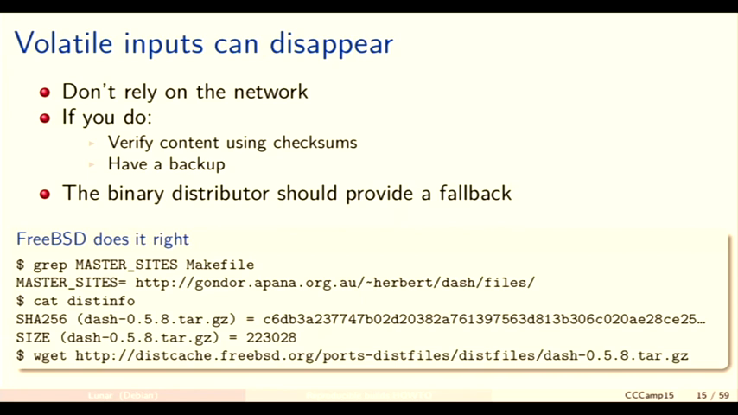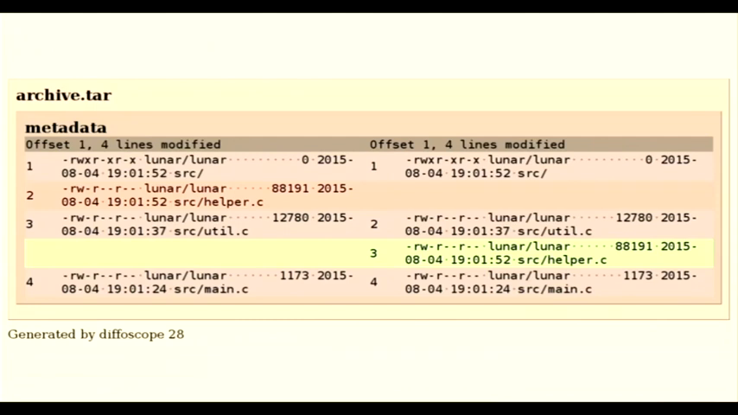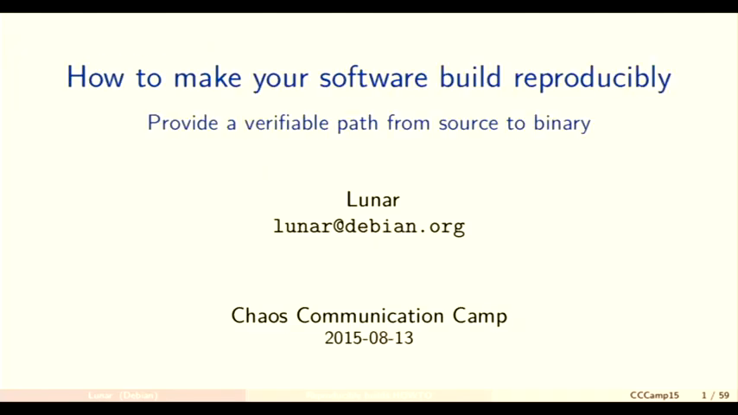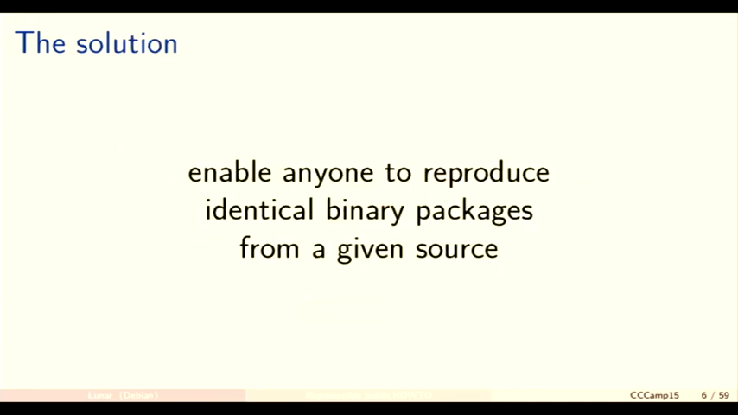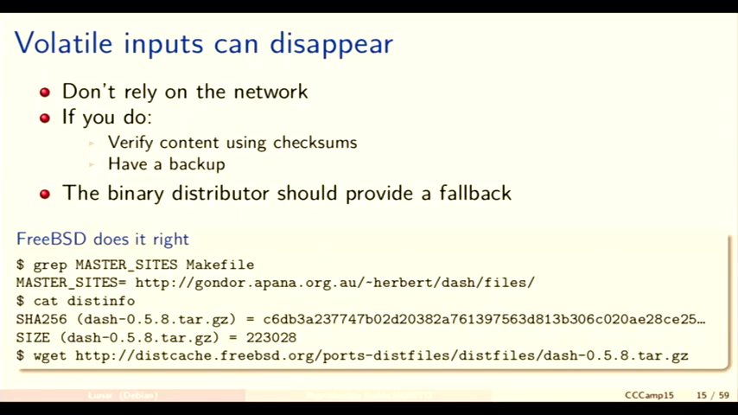A good example of how it could be done right is how the FreeBSD ports work. They record a master site, and then they have another file with the size and the cryptographic checksums of the source. And then they also provide mirrors for this file, so even if the master site is down, you can still download the source from the mirrors.